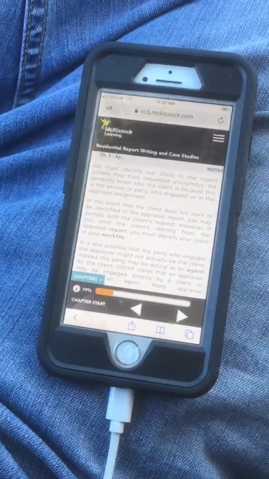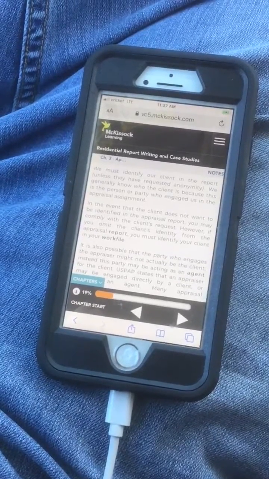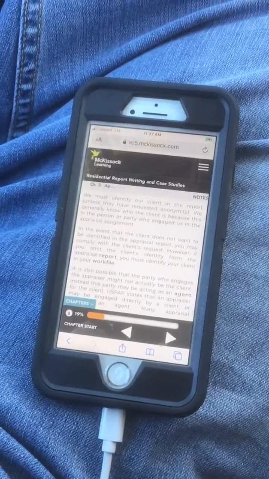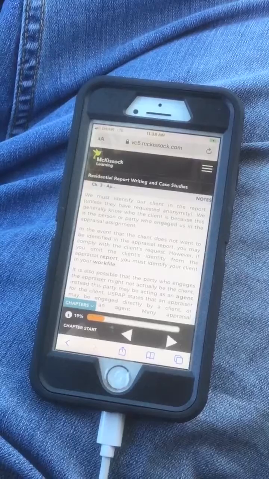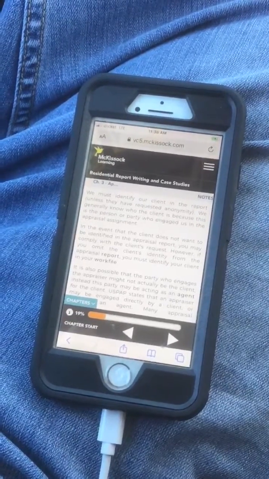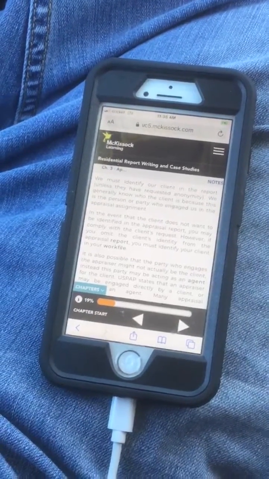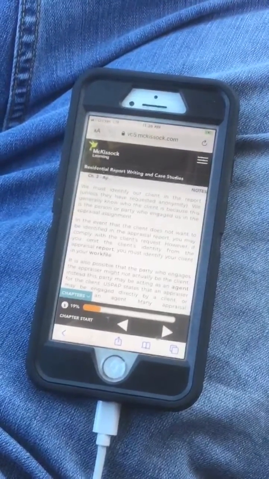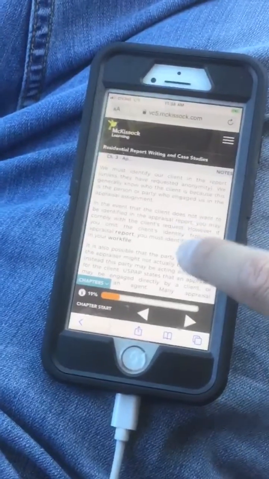We must identify our client in the report unless they have requested anonymity. We generally know who the client is because this is the person or party who engaged us in the appraisal assignment. In the event that the client does not want to be identified in the appraisal report, you may comply with the client's request. However, if you omit the client's identity from the appraisal report, you must identify your client in your work file.